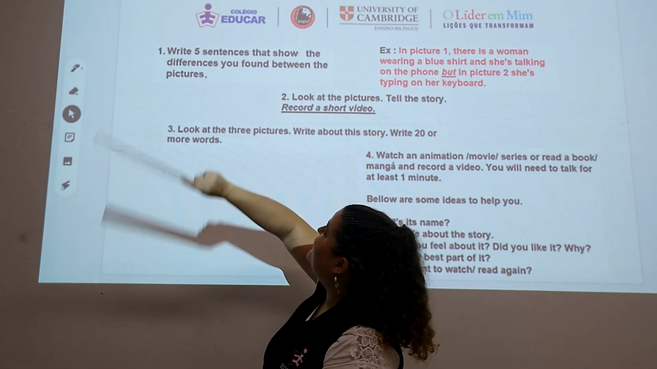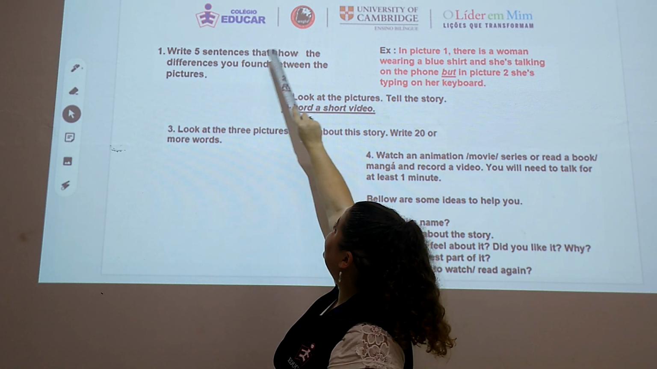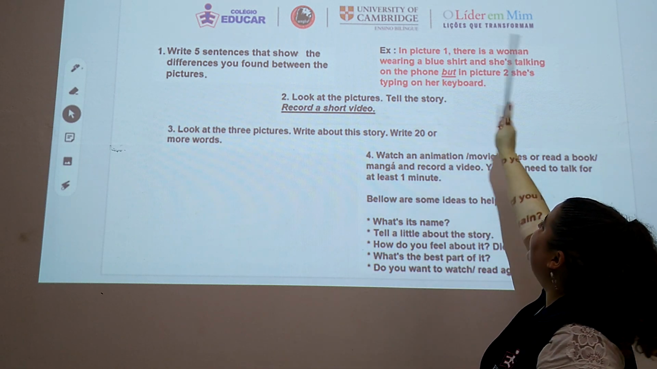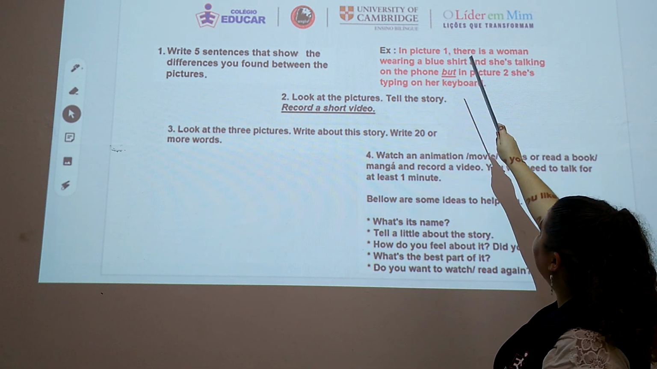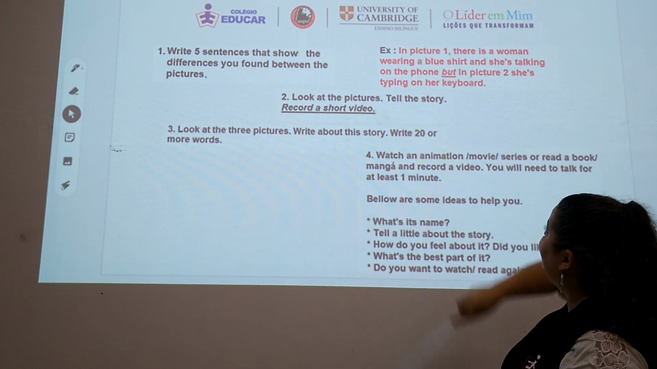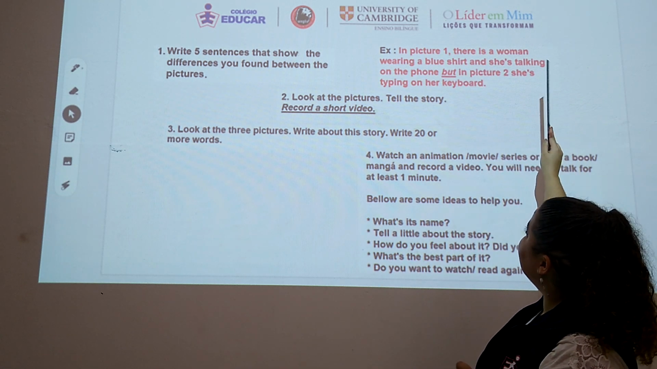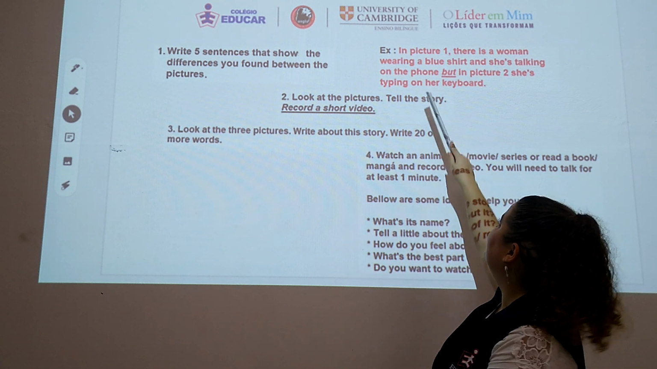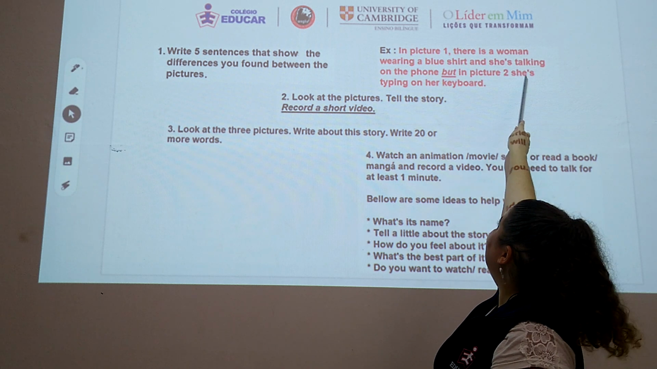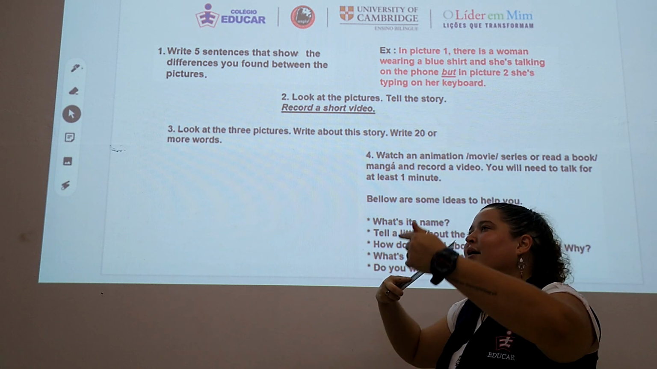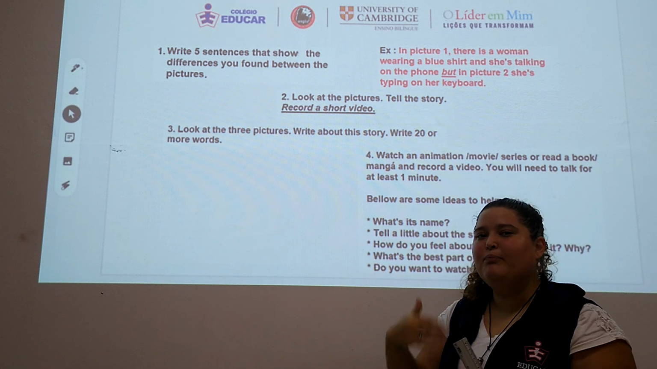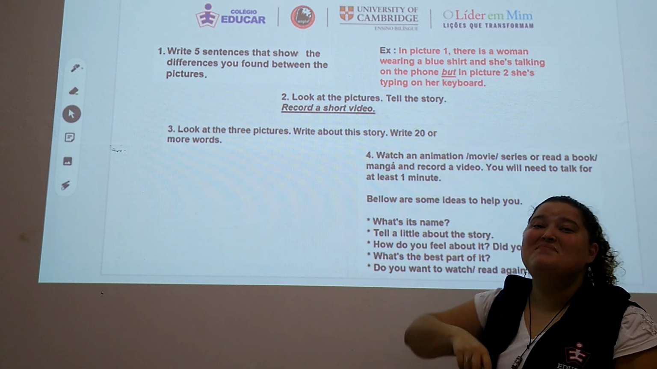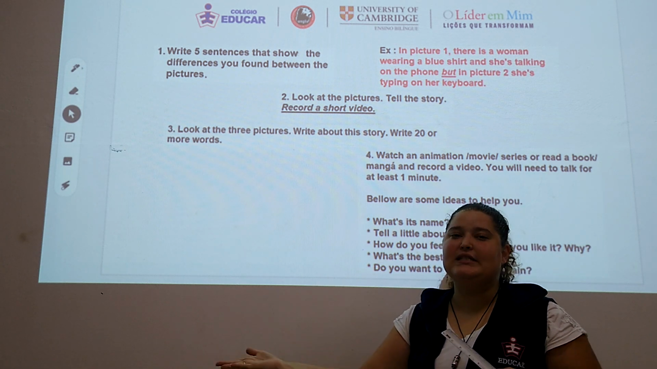So here it is. You need to write 5 sentences that show the differences you found between the pictures. Example: in picture 1, there is a woman wearing a blue shirt and she is talking on the phone. But in picture 2, she is typing on her keyboard. Remember to always use "her keyboard" and "she" instead of repeating "the woman." Try not to be repetitive, okay? And another thing, don't forget the "but", because the "but" shows that one sentence is different from another.